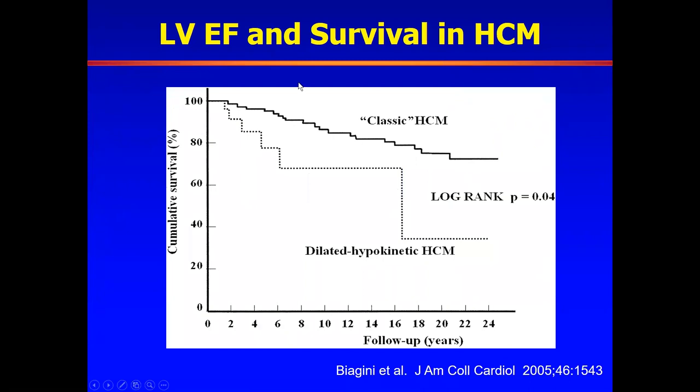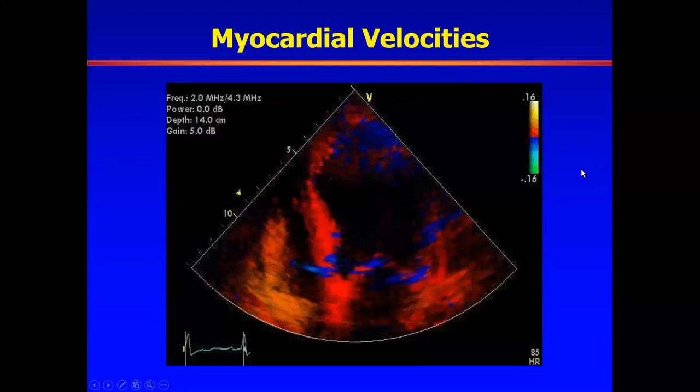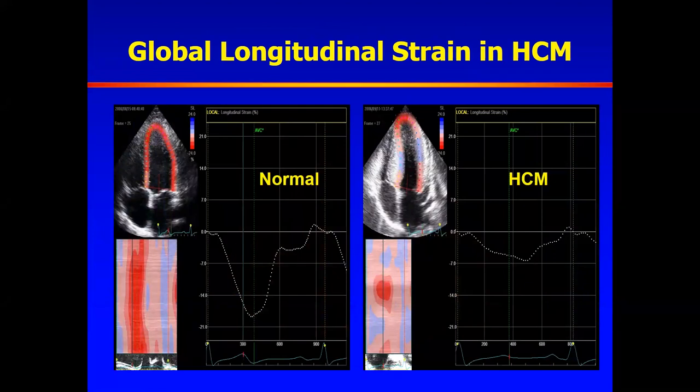So why is it important to know EF? EF is a marker of survival in HCM, and this is the dilated hypokinetic phenotype with much worse outcome. And it marks a disease that gets treated very differently, the way you would treat patients with HFrEF, so to speak. Whereas on the other hand, digoxin would not be a good option for someone with classic HCM. Myocardial velocities can be done by color-coded tissue Doppler and by pulsed tissue Doppler. We'll see examples of these, and many of you are familiar. Let me spend some time on strain.